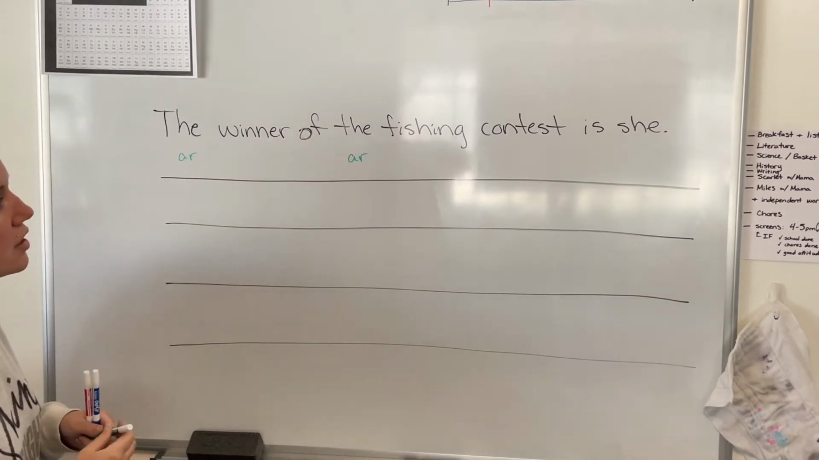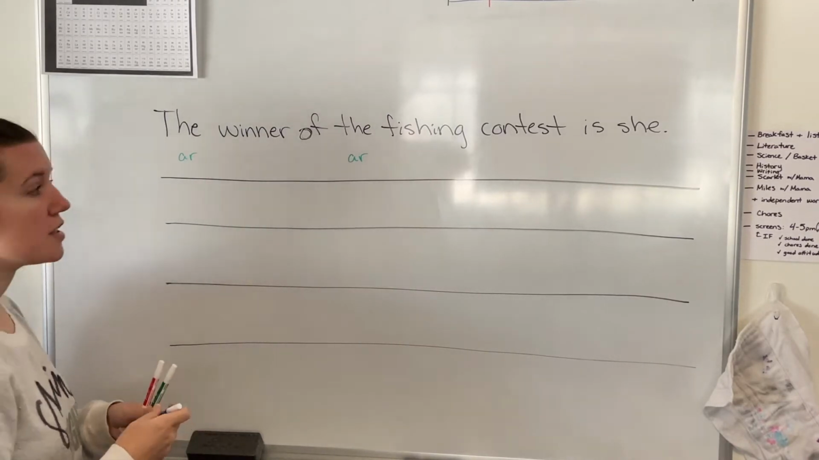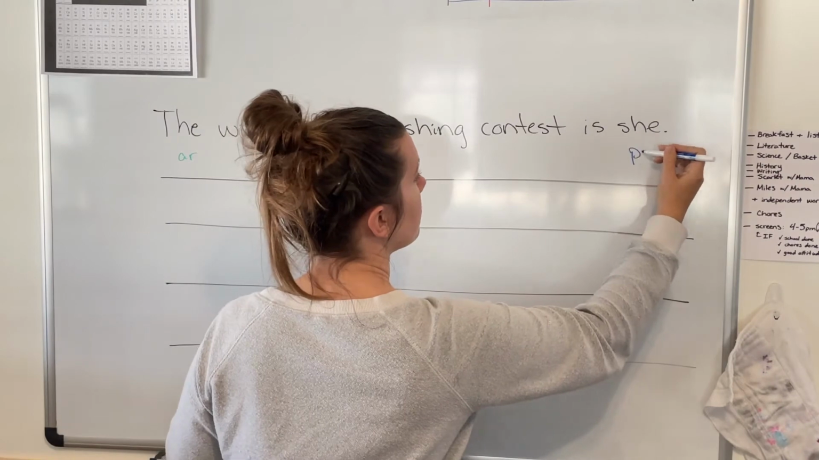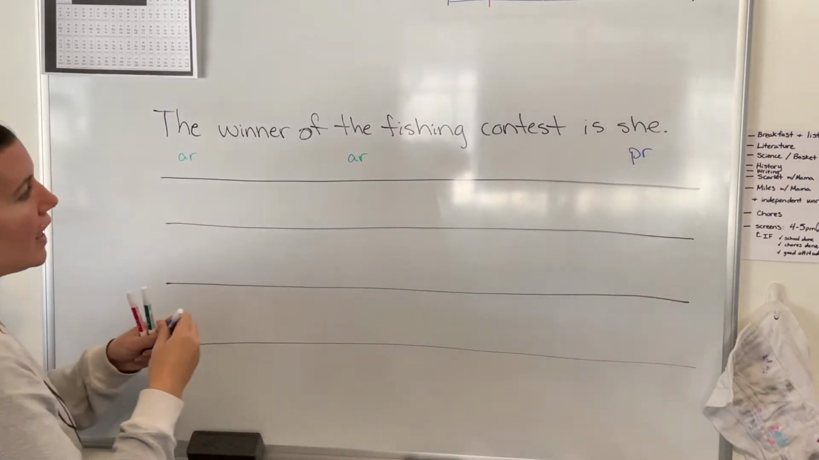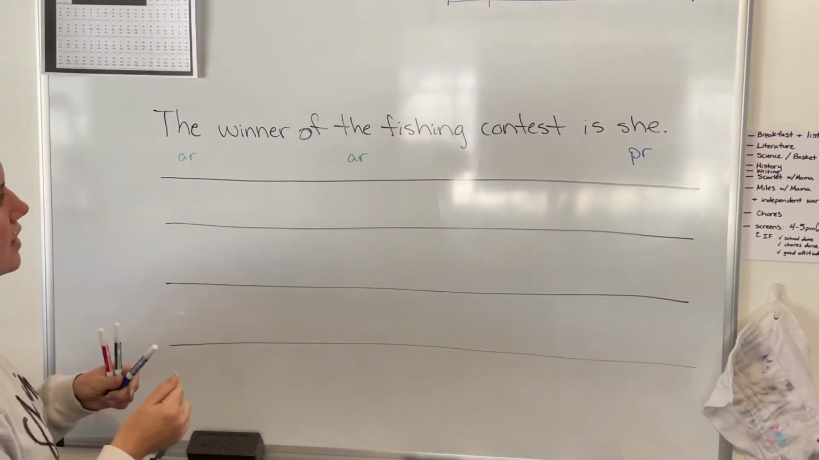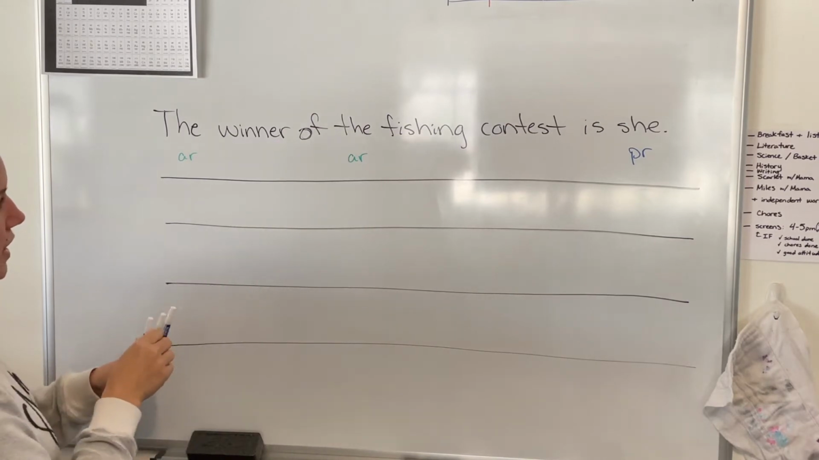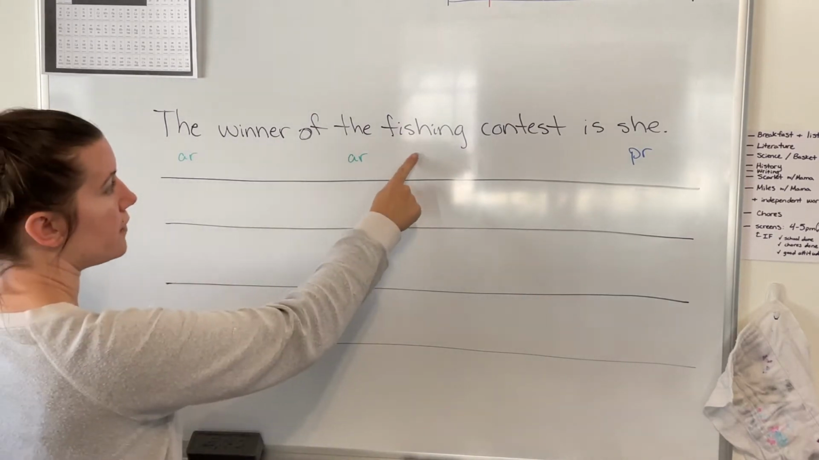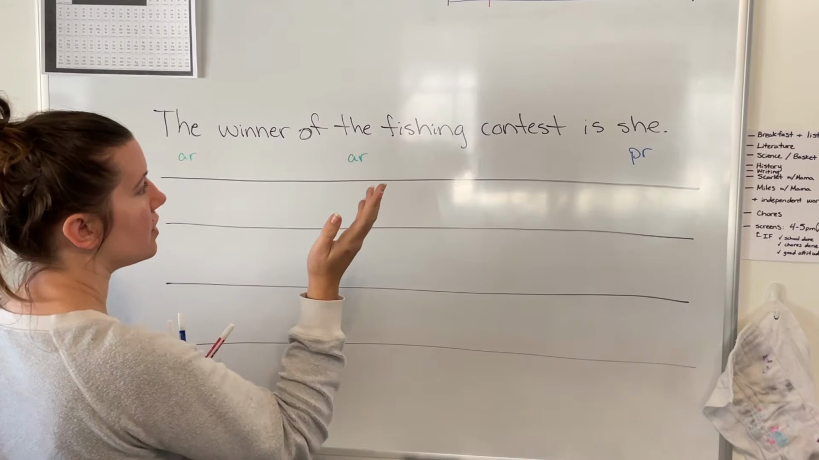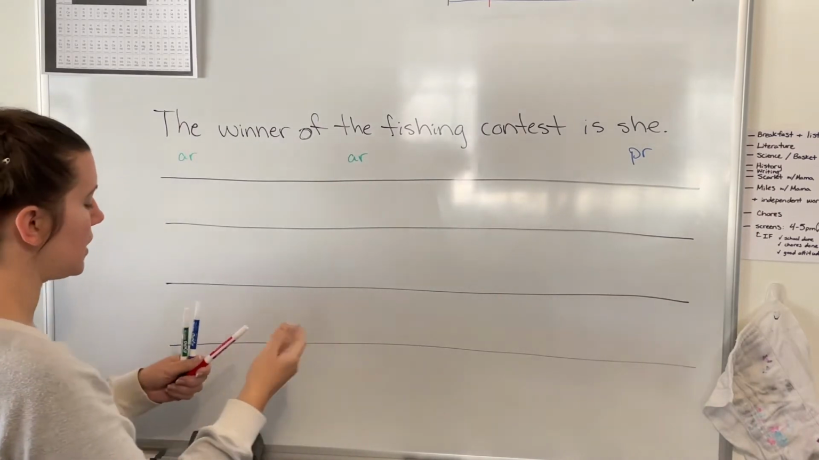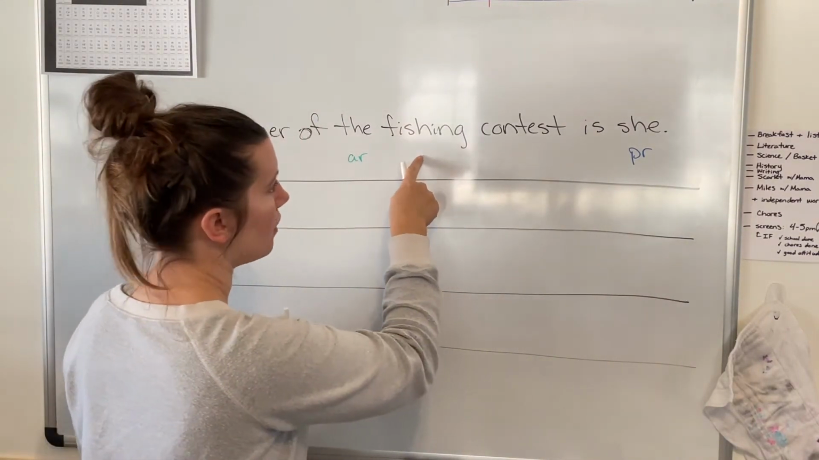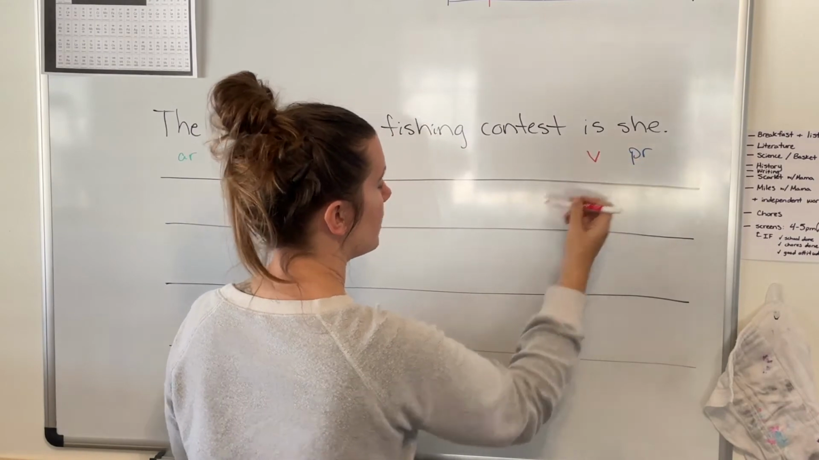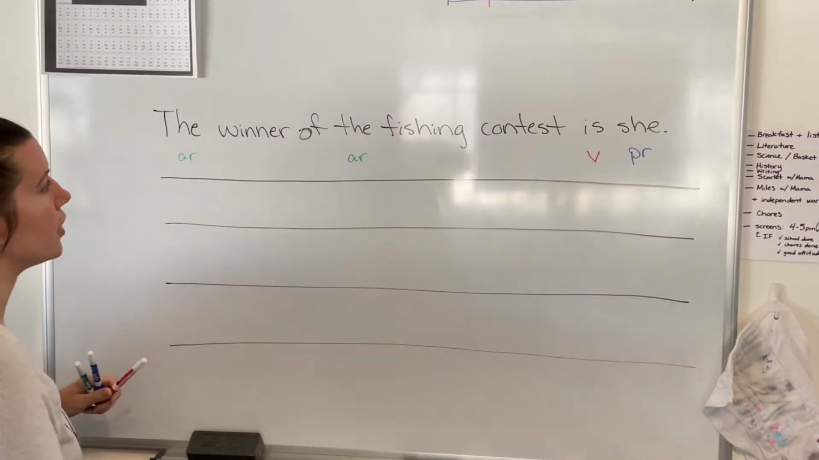What else did he know? He knew right away that she is a pronoun. And he was able to see the verb is. He got a little stumped because he saw fishing, and then he realized, but fishing is modifying something else. So he realized that was not a verb. But is is a verb, and that is our only verb.